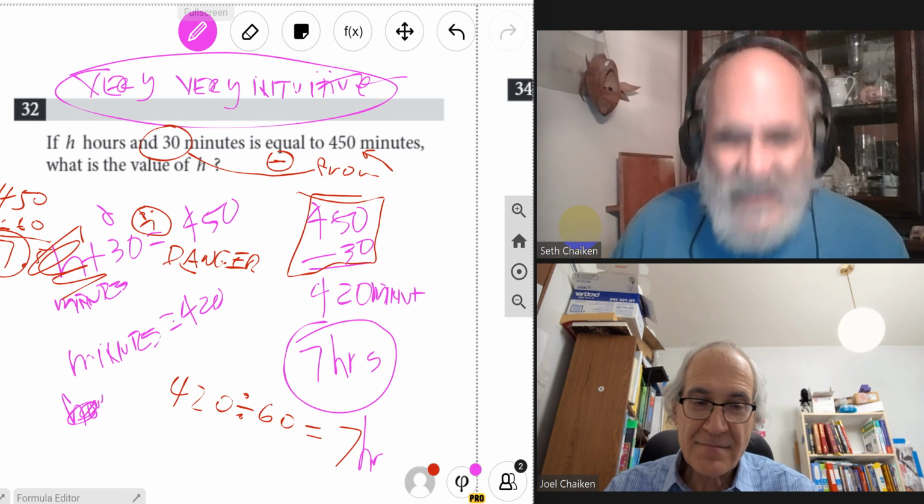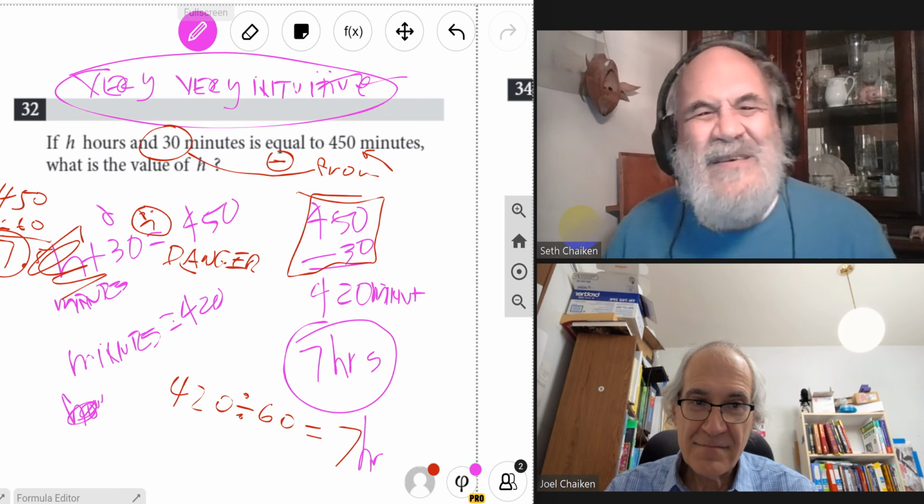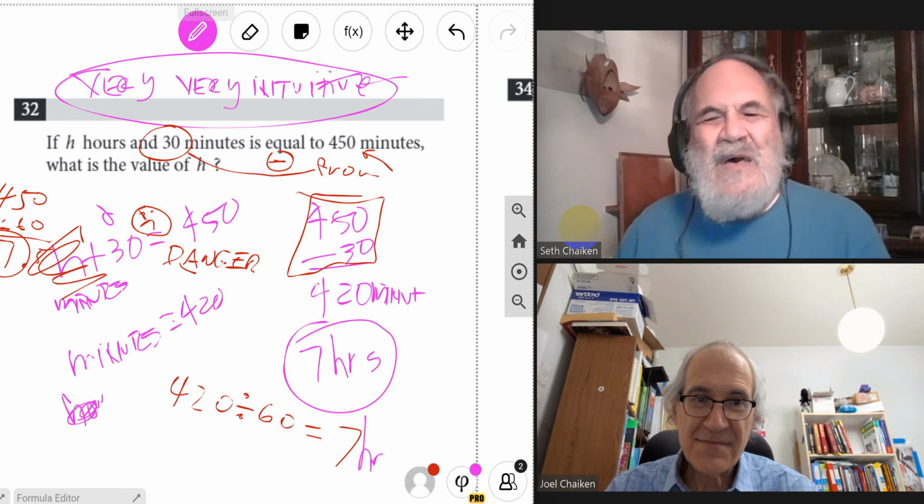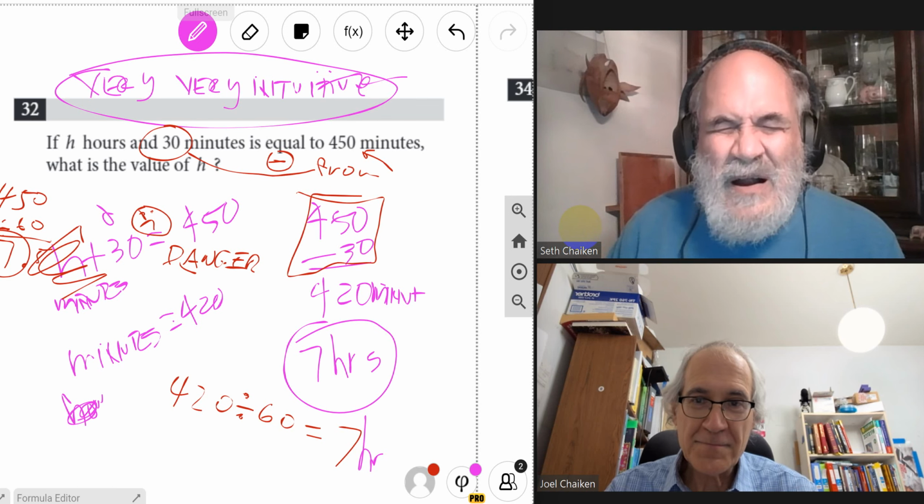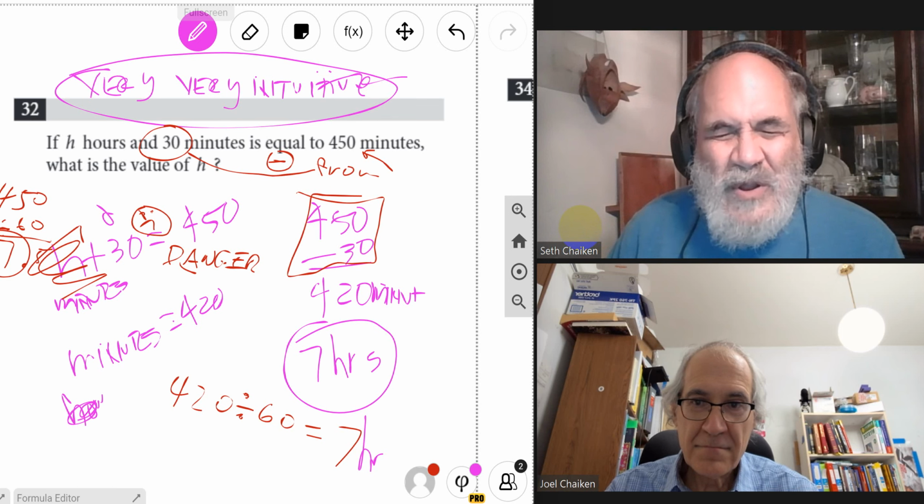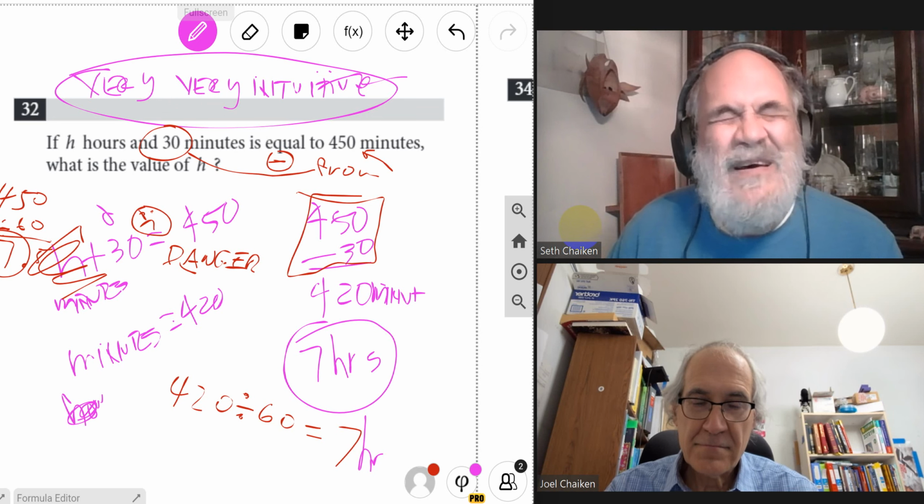But again, here's another case. I'm kind of anti-calculator because I'm old-fashioned. But here, a calculator might be a good idea. Especially if you really like calculators.